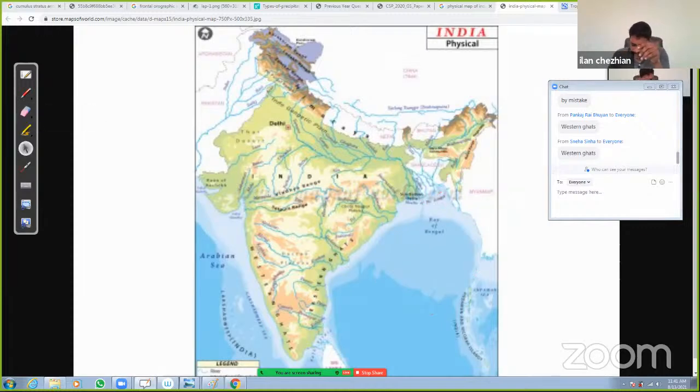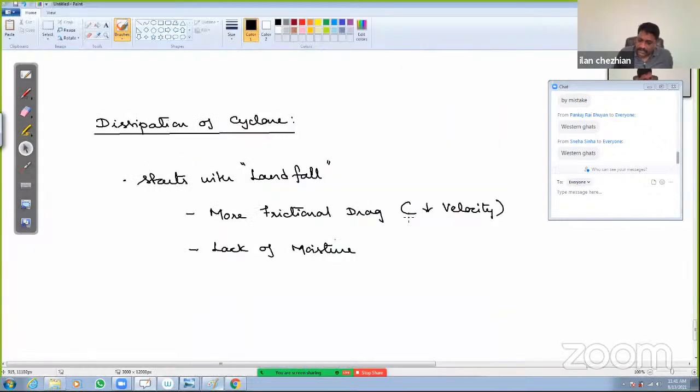Because wherever you have plains, this frictional drag will be minimum. The velocity will not come down. Okay. So, my dear friends, the dissipation of the cyclone also, we have discussed. As a point, I'll add: a blocking anticyclone also reduces the efficiency of the cyclone, but not at the initial stage, at the later stage.